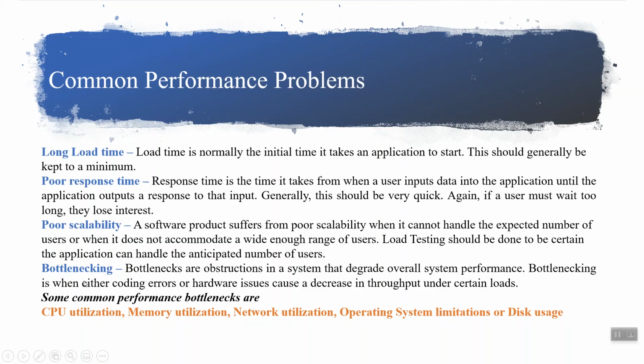The last one is bottlenecking. Bottlenecks are obstructions in a system that degrade overall system performance. There are different types of bottlenecks, like CPU utilization, memory utilization, network utilization, operating system limitations, or disk usage. These are some of the performance bottlenecks that most of the time users can face.